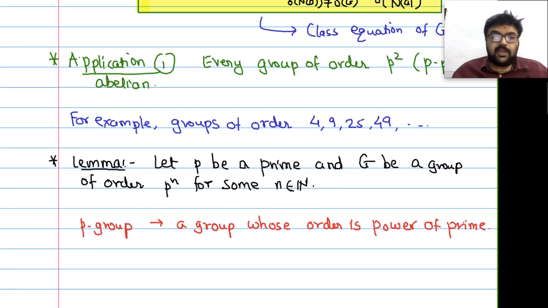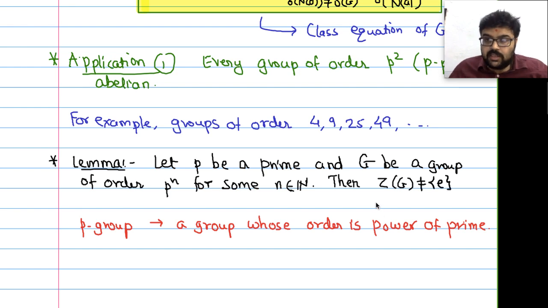Such a group is called a P group. So G is a P group, so the order of G is P power n for some n. Then what we have is that Z of G, the center of G, is always non-trivial. Remember, the center is a subgroup.